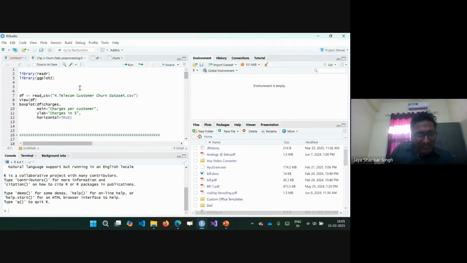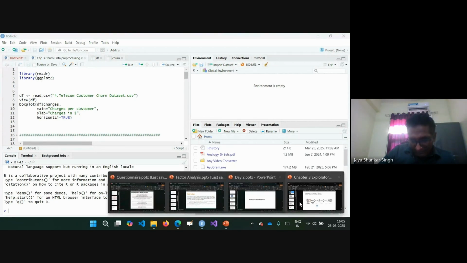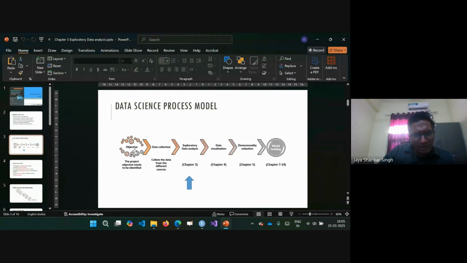Now, for this particular telecom company, first we will try to visualize the data, and we will try to understand what kind of consumers or customers are leaving the company. What is the reason for high consumer churn rate? ठीक है. That is our objective.